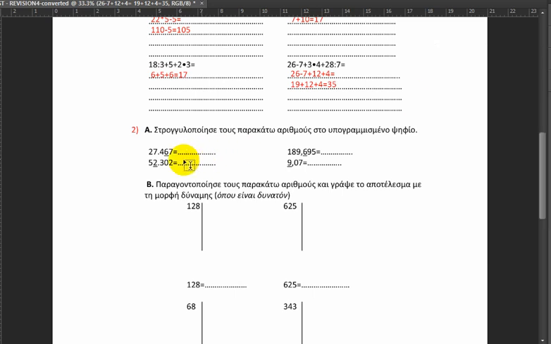We have more rounding. So here, we want to round to this digit. The next one to the right is 7. It's more than 5. So I'm going to round up. This one turns to 0, and this one gets a plus 1. 27.47.